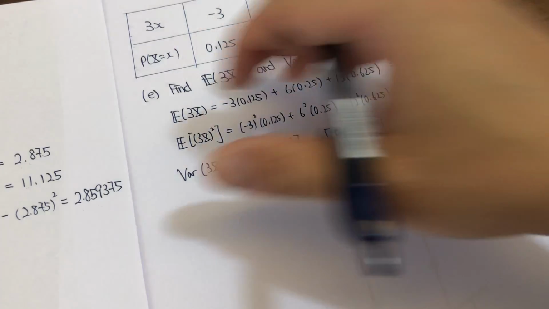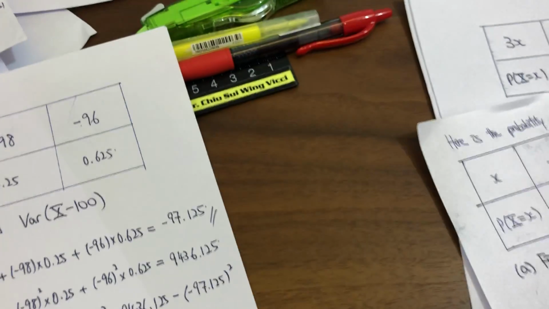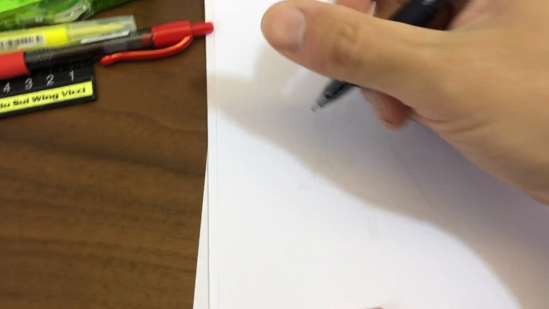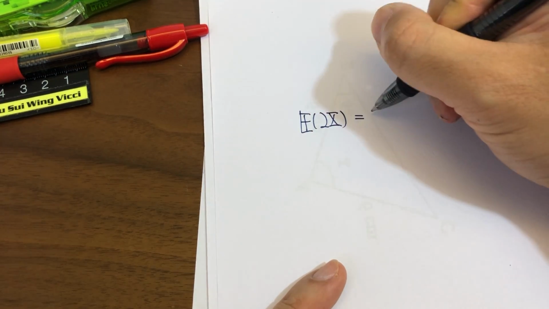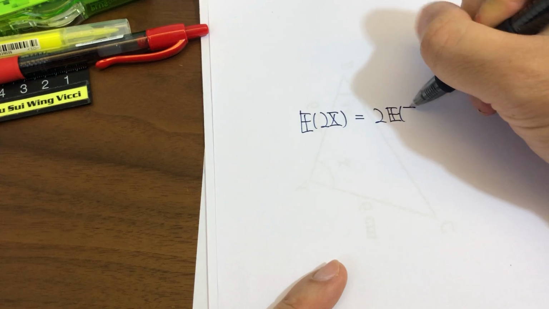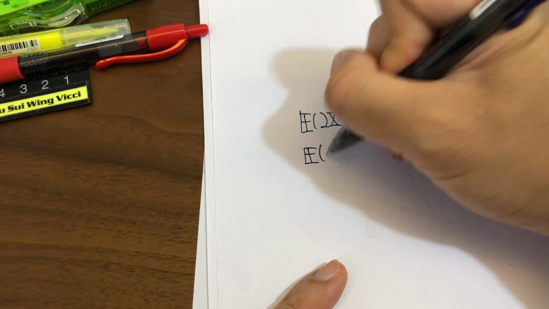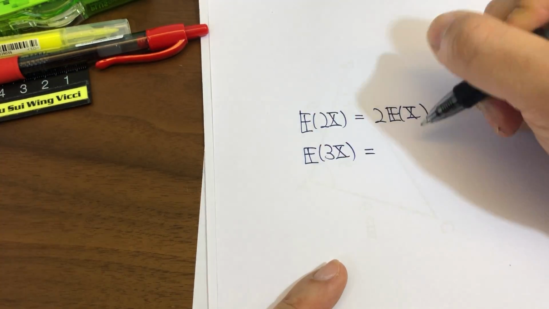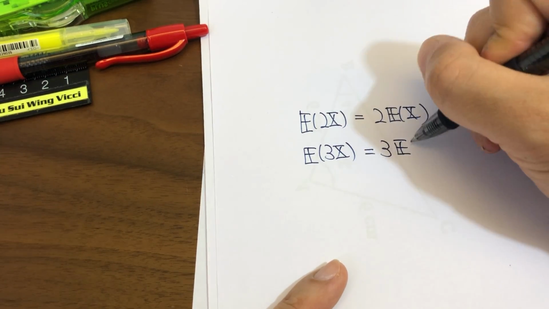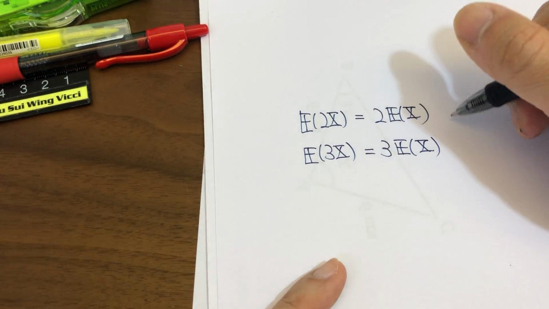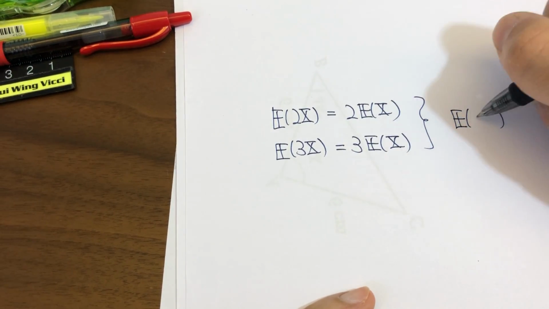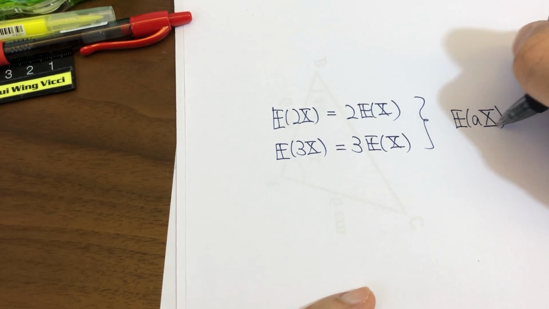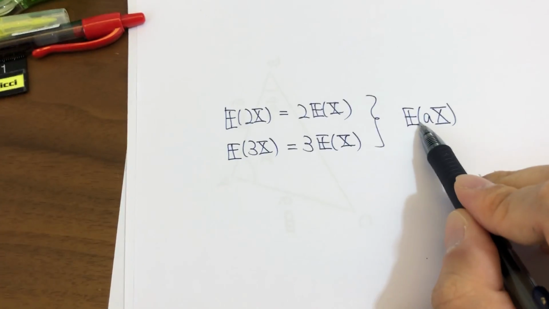Alright, so we can draw a conclusion now. First of all, we find that the expected value of 2x is just equal to 2 times the expected value of x. And then the expected value of 3x is just equal to 3 times the expected value of x. So we can conclude: when we consider the expected value of a constant a times the random variable x, the constant could be a positive or negative number.